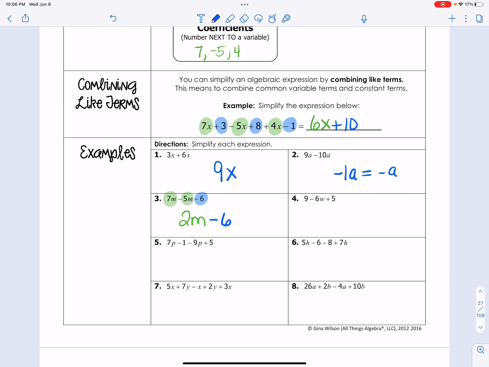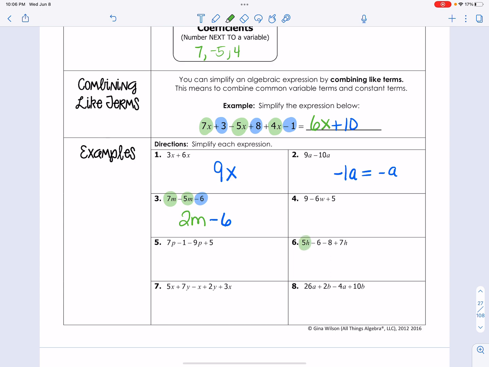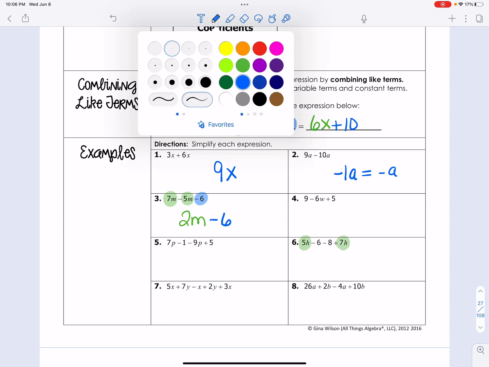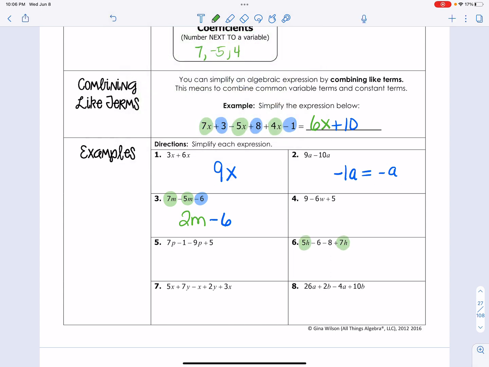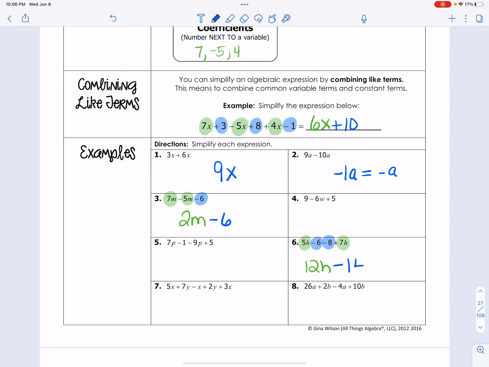All right, so let's just jump to number 6. My greens are the ones with the letters, so I'm going to put that together. 5 plus 7 is 12. And then I'm going to do my blues. Those are just my numbers. Negative 6 and a negative 8 is a negative 14. Okay.